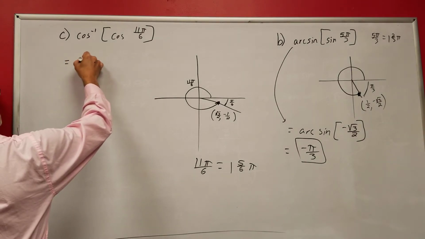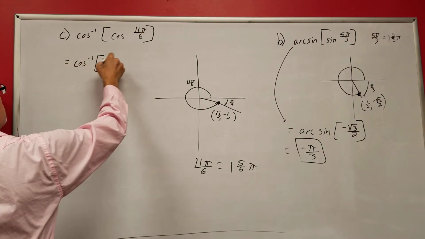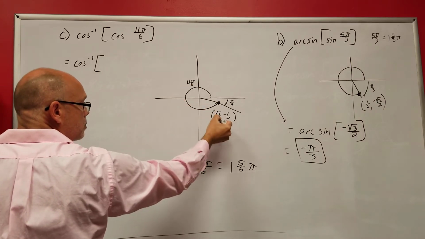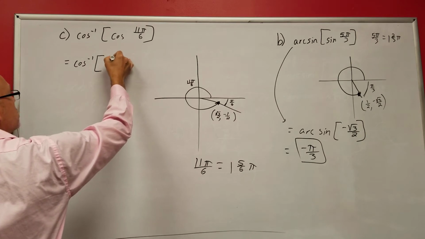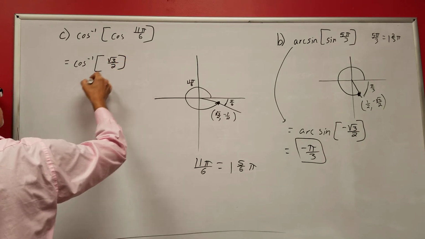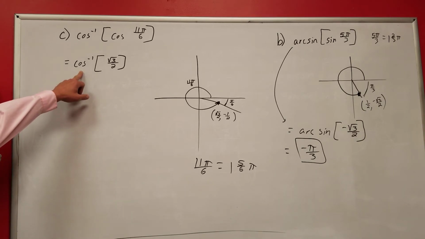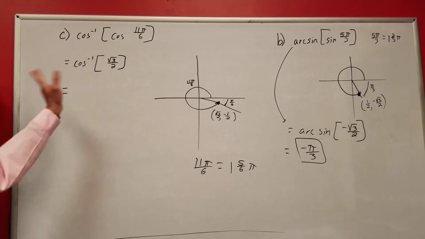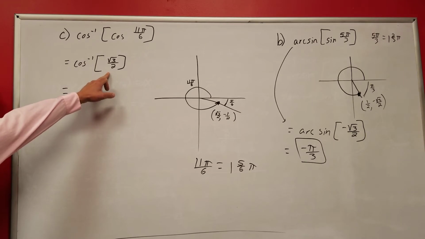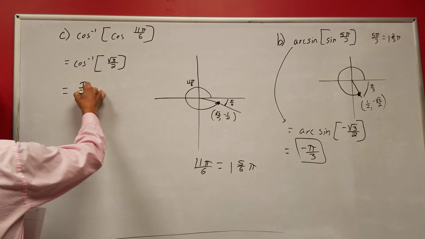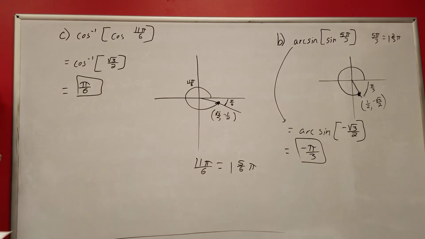All right, so I can say that this is the inverse cosine of, what's the cosine of 11 pi over 6? Here's 11 pi over 6. What's the cosine value? Square root of 3 over 2, right? Now just ask yourself, what is the angle that falls between 0 and pi, whose cosine is the square root of 3 over 2? Well, I'd say that angle is pi over 6.